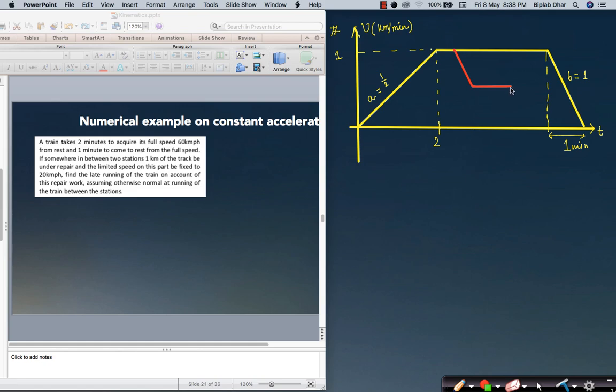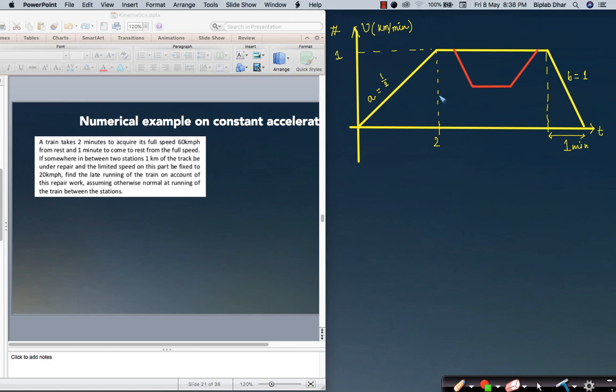So after 1 kilometer is over, the train can again accelerate. Now the acceleration slope should remain the same as the original acceleration, and it comes here and again it moves with 60 kilometer per hour, and then it is the normal motion of the train. So you can see that this graph is actually the graph on a repairing day.